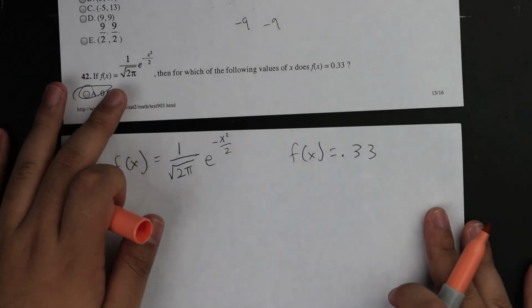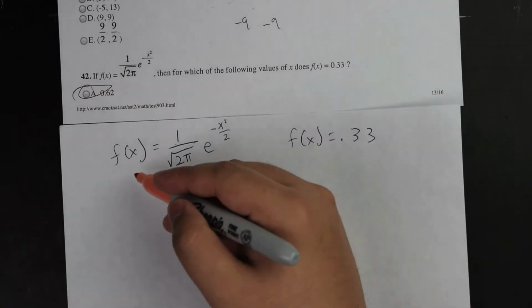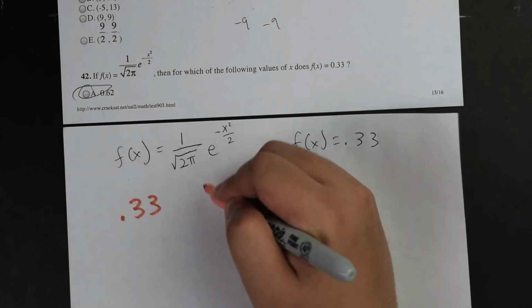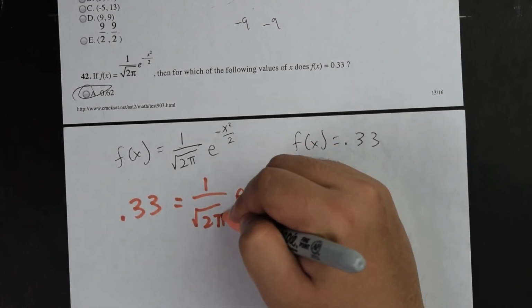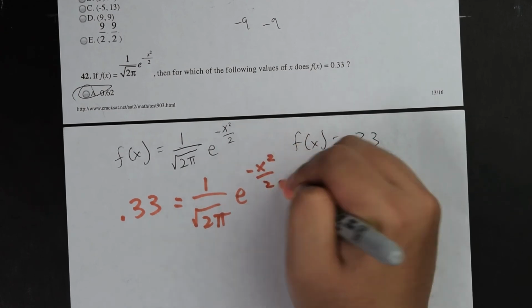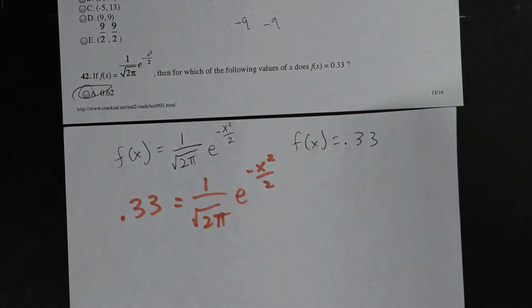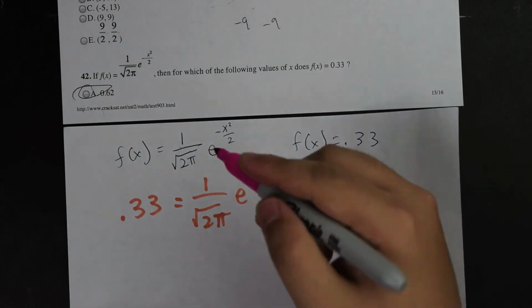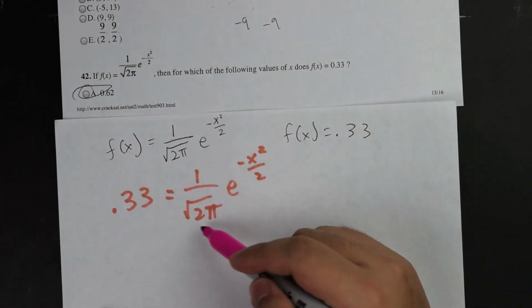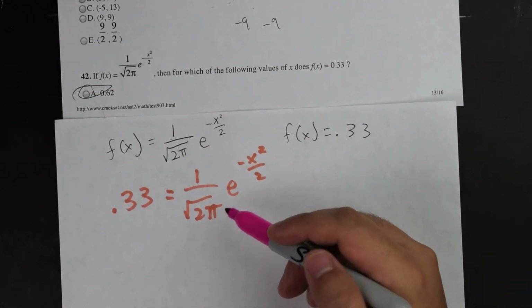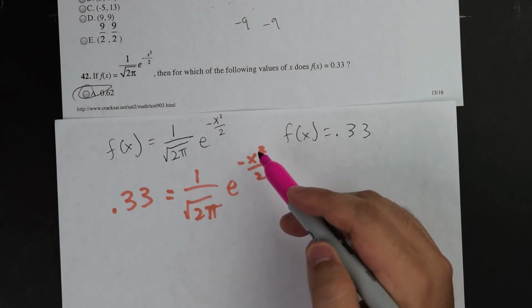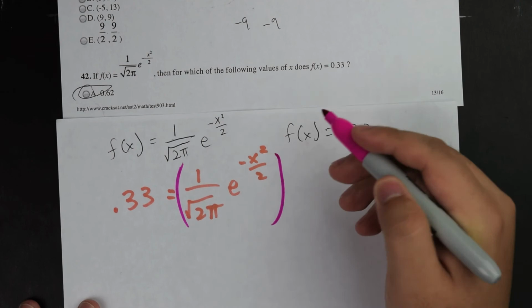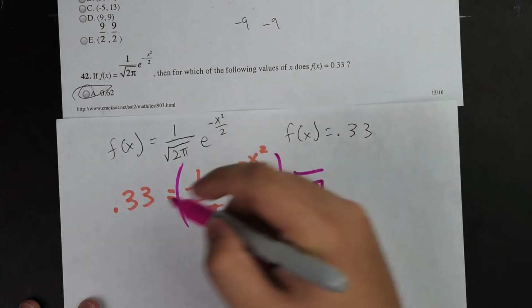When I was doing this question, the first thing I did was plug in 0.33 here and made it 0.33 equals 1 over square root 2 pi, e to the negative x squared over 2. I'm just copying down exactly what was above. Afterwards, I need to get rid of this 1 over square root 2 pi because this is the first function that's going to mess it up before I could deal with this e function. So to get rid of it, I'm going to multiply both sides by square root 2 pi.